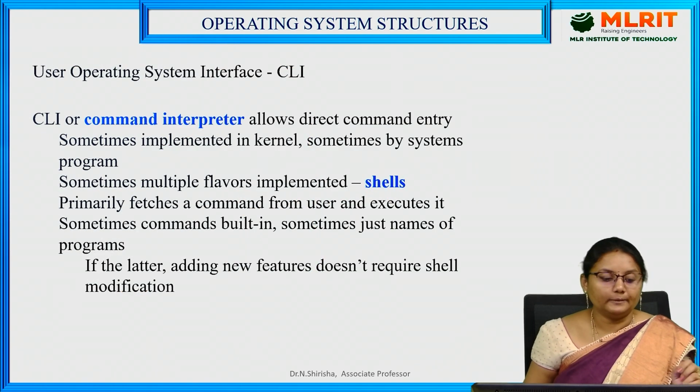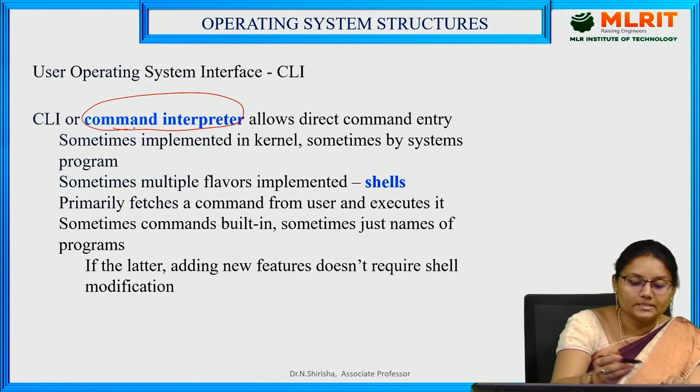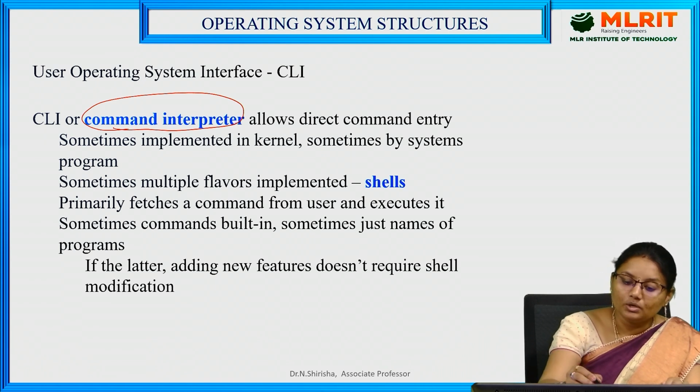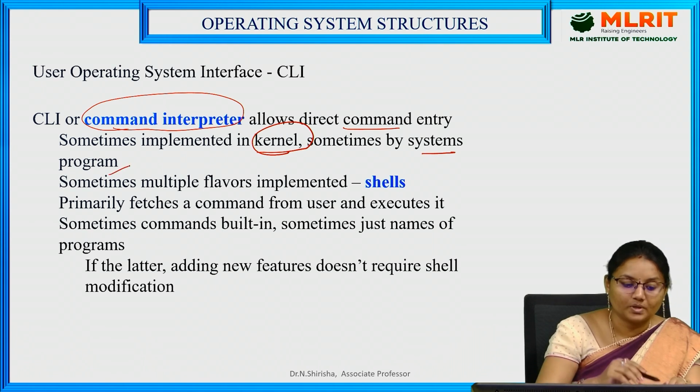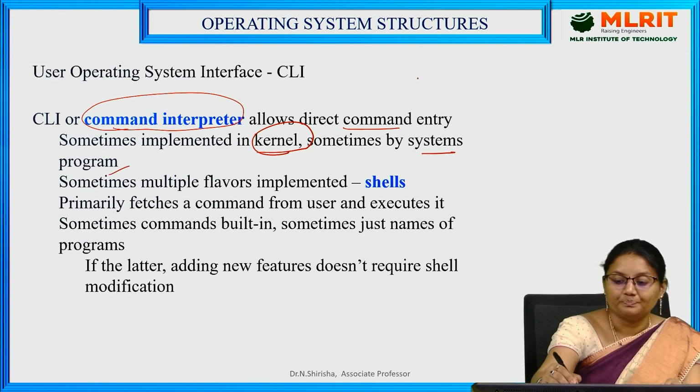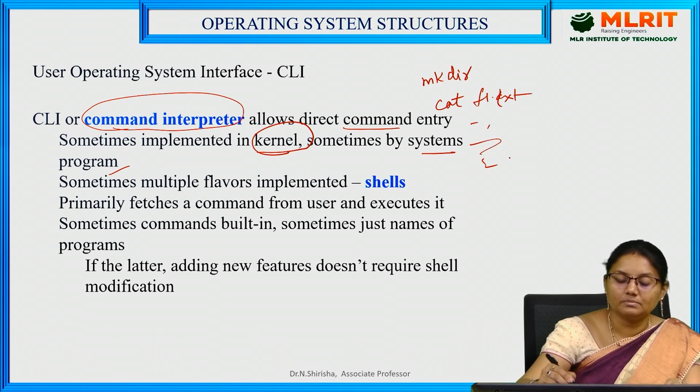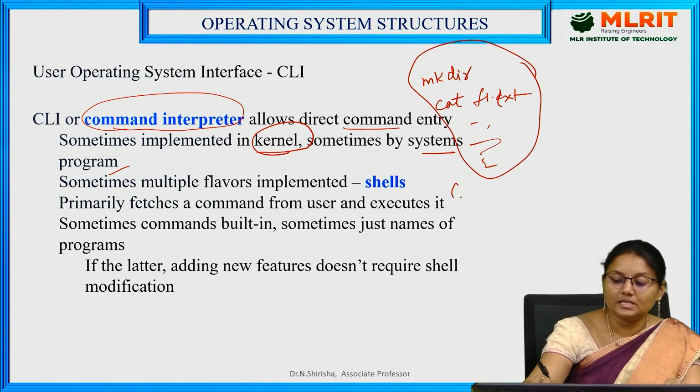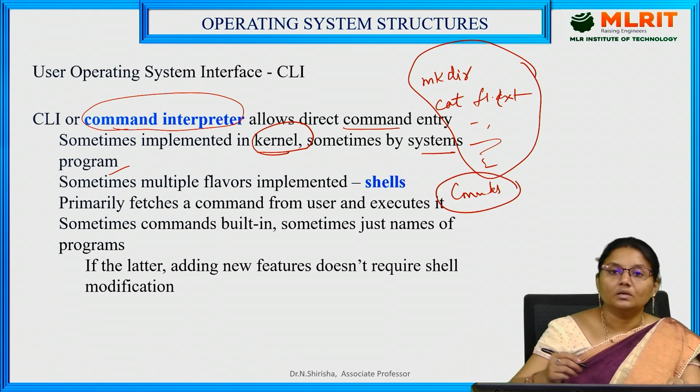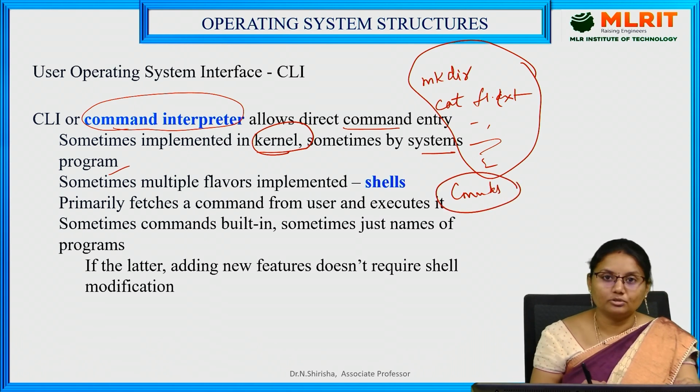So what is a command line? Command line is a command interpreter. CLI is nothing but a command interpreter. It allows direct command entry, sometimes implemented in the kernel, sometimes by a system program. Suppose you want to create a directory, what will we do? We'll give mkdir, right? If you want to print the content of a file, we use cat, and if I give a file f1.txt, then that will get displayed. So these are the commands that you give to the command line, where you can extract or load the contents.